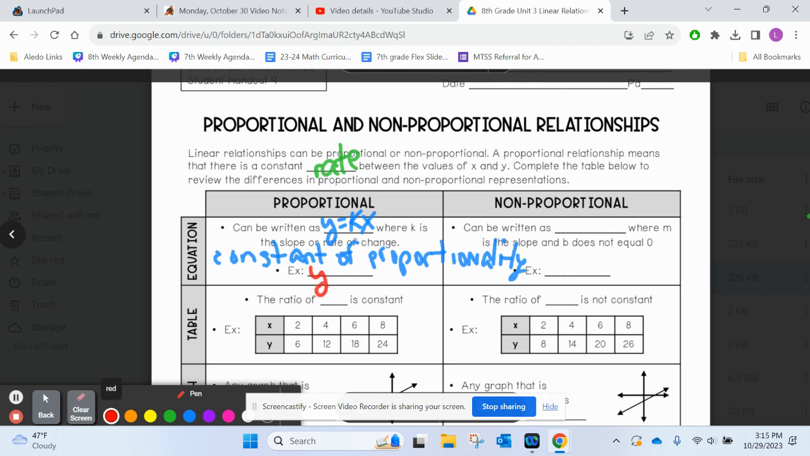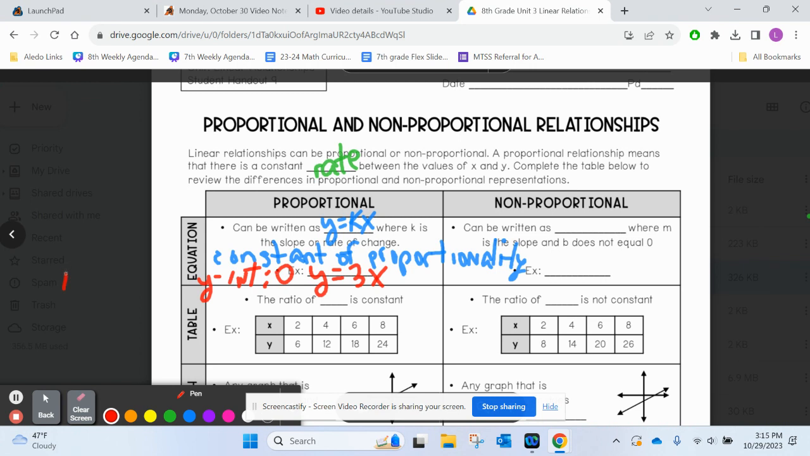The equation is going to look like something like this. y equals 3x. Notice there's nothing being added or subtracted on to the end. And so that means that your y-intercept, it doesn't mean that there isn't one. That's really important. It means that the y-intercept is 0. So very important that you don't tell me that it's proportional because there is no y-intercept, because there absolutely is.